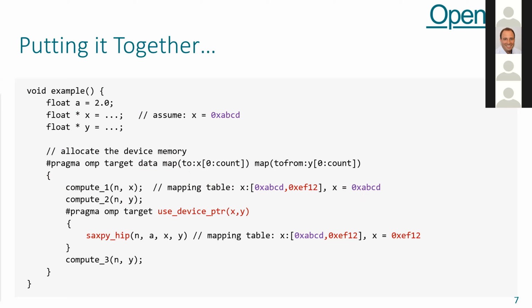Now to call the HIP kernel, you wrap the HIP invocation, or the invocation of the HIP function, with the use_device_ptr. And for X, I'm now showing what happens. The mapping table still says X is mapping from that host pointer to that device pointer. But now the X that you're passing to the function invocation has been translated to the device pointer. And so now it is as if you had called CUDA or HIP malloc and a HIP or CUDA memcpy for that X variable, and you're passing that pointer as you would do in a regular CUDA or HIP program.